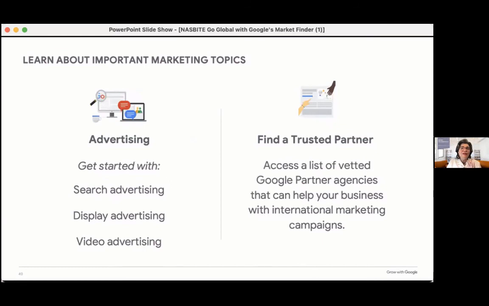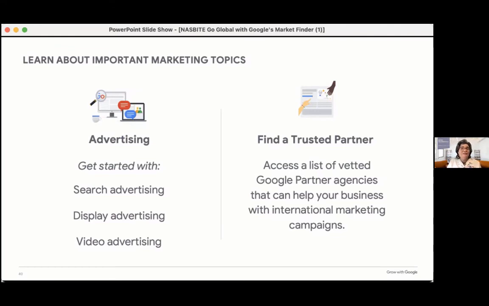Now, there are 3 types of advertising that can play a big role in your global expansion. Those are search engines, display ads, and video. MarketFinder has detailed guides on creating successful campaigns in all 3 of these mediums.